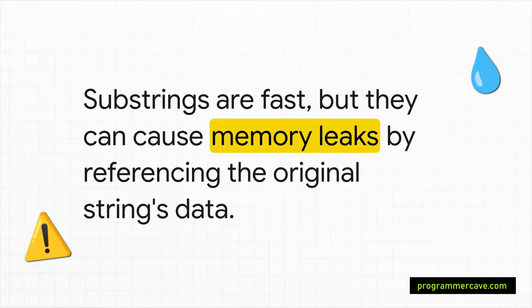Here's another really subtle trap. In Go, creating a substring is lightning fast. And the reason why is because it doesn't actually copy any data. It just creates a new small string header that points to the same underlying memory as the original big string. Now that's efficient, but it can hide a really nasty memory leak.